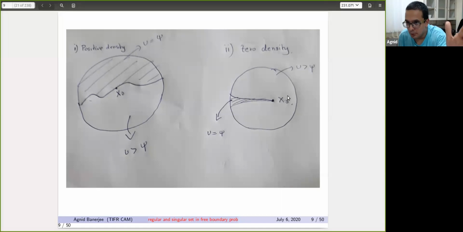So at a regular point, you know that the blow-up limits are half-space solutions with respect to a certain tangent plane.